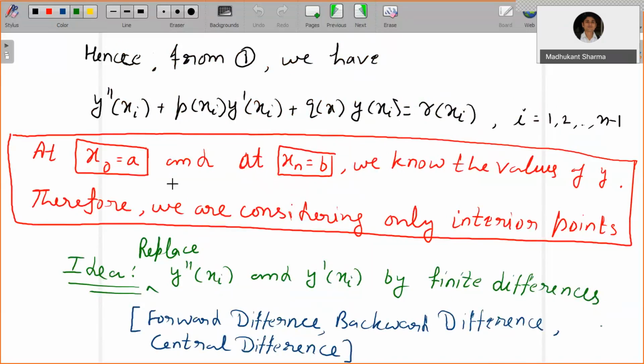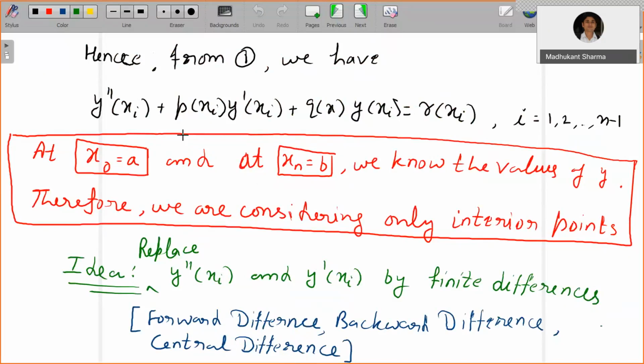As already mentioned, at x0 equals a and at xn equals b, we know the values of y. Therefore we are considering only the interior part, so here we have n minus 1 equations. Now the idea is to replace the second order and first order derivatives by finite differences. As told, you can use the forward difference operator, backward difference operator, or central difference. We are going to use the central difference operator for y dash and y double dash.